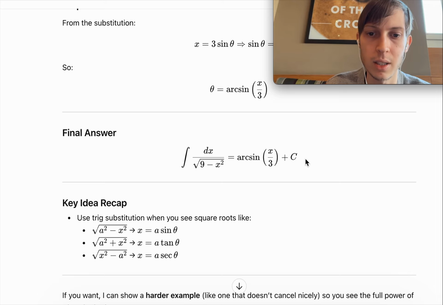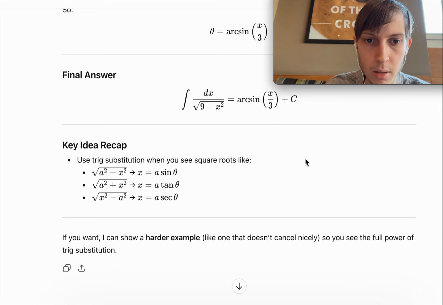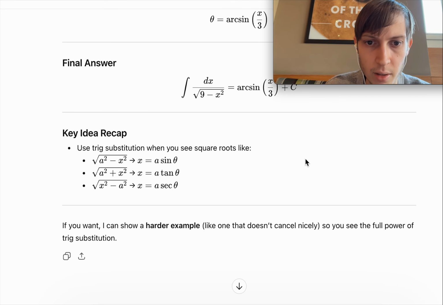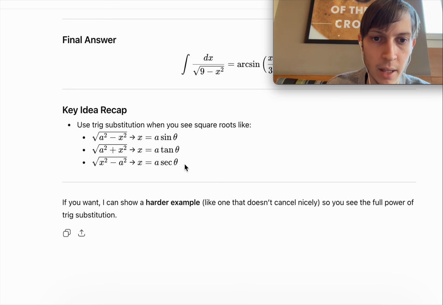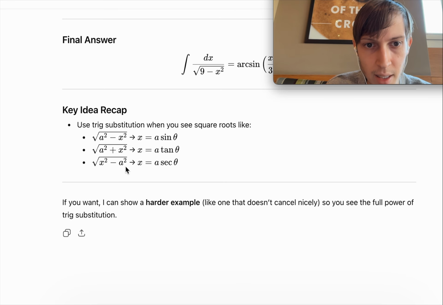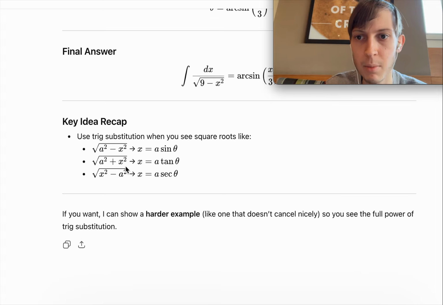So that's quite neat. And the idea recap: a squared minus x squared in the square root, then we have a sine theta, so we find this theta and use it there. A squared plus x squared will be tangent theta, and x squared minus a squared, so if it switches, it's secant theta. So we see these patterns. There can be more examples on this.